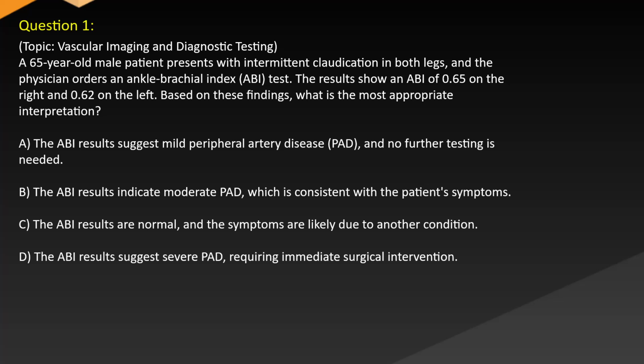A. The ABI results suggest mild peripheral artery disease (PAD) and no further testing is needed. B. The ABI results indicate moderate PAD, which is consistent with the patient's symptoms. C. The ABI results are normal, and the symptoms are likely due to another condition. D. The ABI results suggest severe PAD requiring immediate surgical intervention.